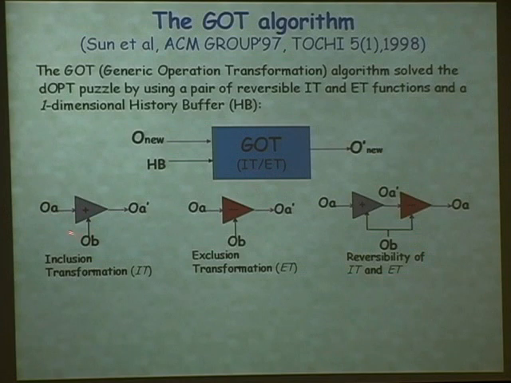This IT means AO is a new operation, so OA is the input, OB is the operation stored in the history. And when OA transforms against OB in the inclusive way, we produce OA prime. And this OA prime is another version of OA which has taken OB's effect into consideration in defining the parameters. That's the meaning of the inclusion transformation.